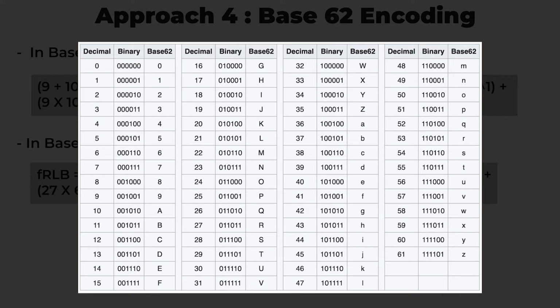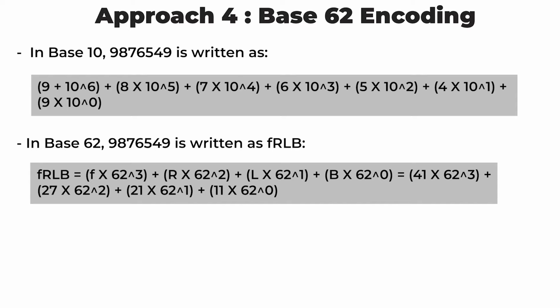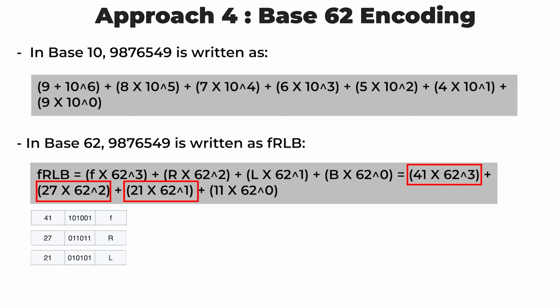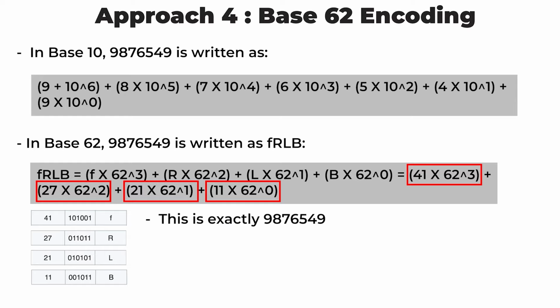How can we get the numbers corresponding to these letters? So this would translate to 41 into 62 to the power 3 plus 27 into 62 to the power 2 plus 21 into 62 to the power 1 plus 11 into 62 to the power 0. This is exactly 9876549.